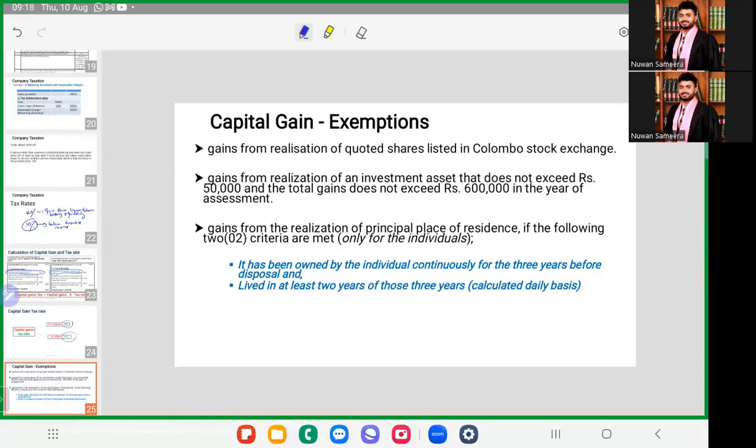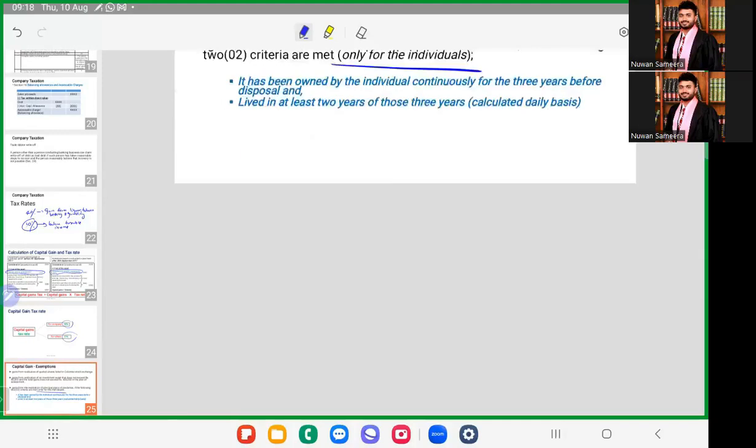Also the gain from the realization of the principal place of residence is exempt if the following two criteria are met; both should be met. This is only applicable to an individual. It has to be owned by the individual continuously for 3 years. During those 3 years, that particular individual needs to reside in, live in that house for at least 2 years. No need to be continuous; that is calculated on a daily basis. But the ownership should be continuous for 3 years.